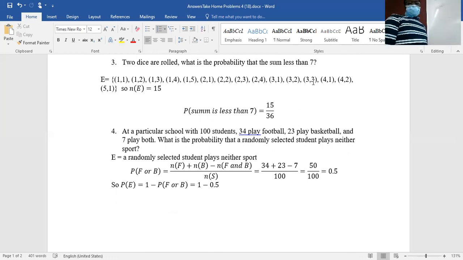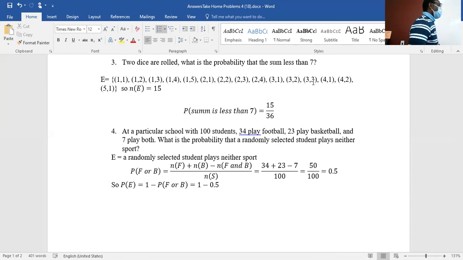At a particular school, with 100 students, 34 play football, 23 play basketball, and 7 play both. We want to understand here that of the 34 playing football, 7 of them play basketball. Of the 23 playing basketball, 7 of them play football. So, what is the probability that a randomly selected student plays neither sport?